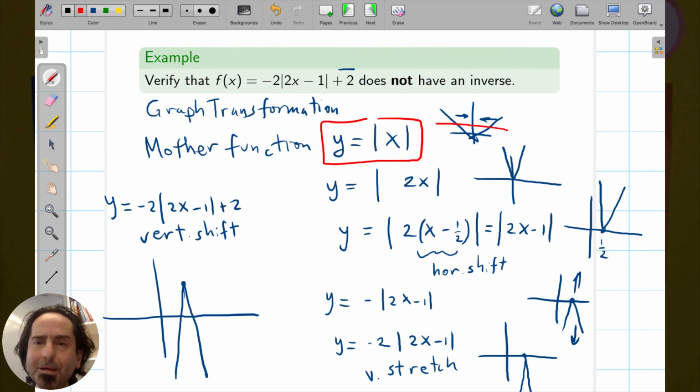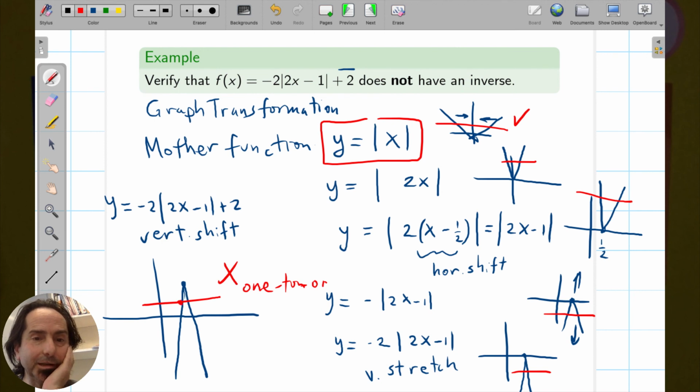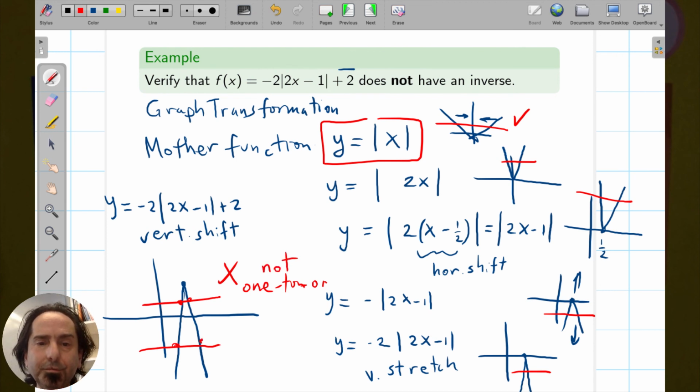But it starts out, it passes the horizontal line test. Each of these passed the horizontal line test, and so it's 1-to-1. I know, actually, sorry, it fails the horizontal line test because there's some horizontal lines, many, that cross it 2 times. So it's not 1-to-1. So we can conclude it does not have an inverse.